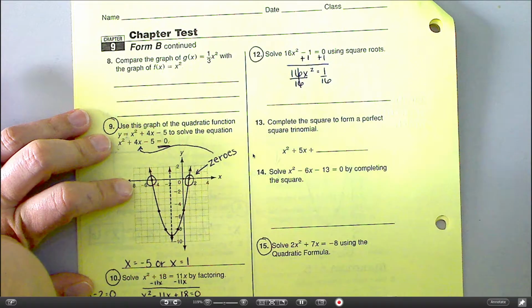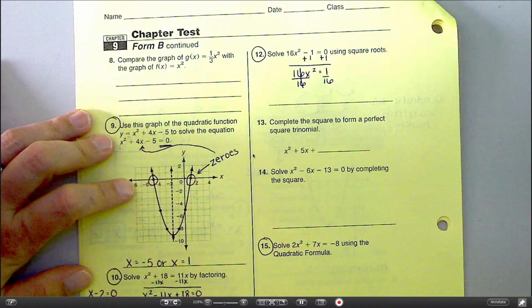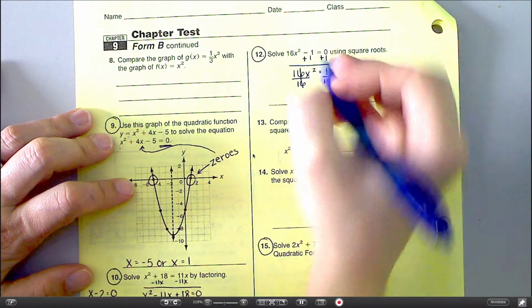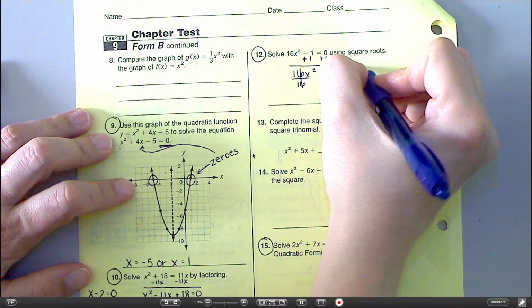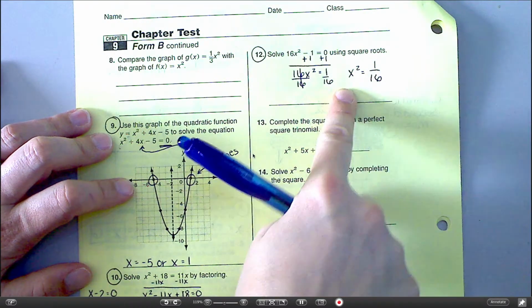Remember, if you have a fraction up on your calculator screen, you can go to the math button, and the very first option is fraction. Okay? So I end up with x squared equals 1 over 16, and then what would I do with it from there? Square root it.